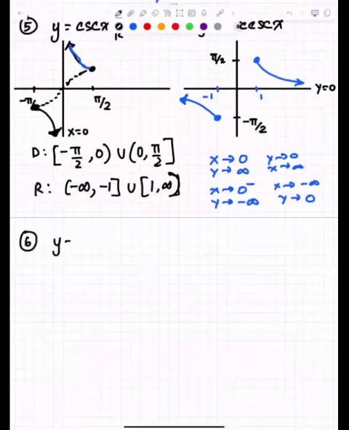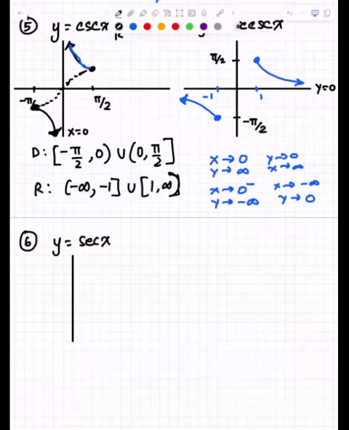Finally, the last one. Let's sketch the graph of secant of x restricted. Just remember, cosecant of x restricted is the same as restricted sine, negative pi over 2 to pi over 2. Secant of x restricted is the same as cosine restricted, that is from 0 to pi. So let's restrict cosine from 0 to pi. Okay, and this would have been the graph of cosine, right?